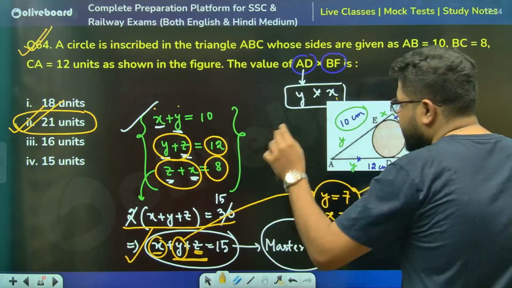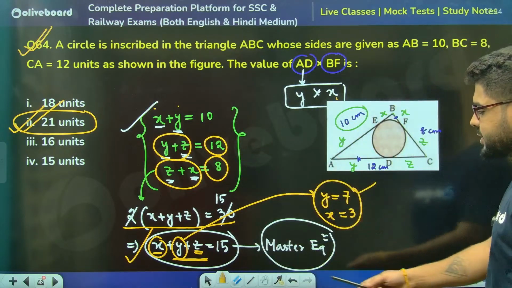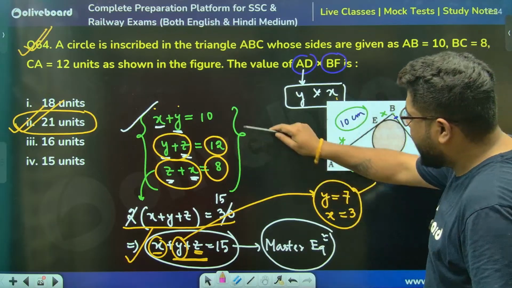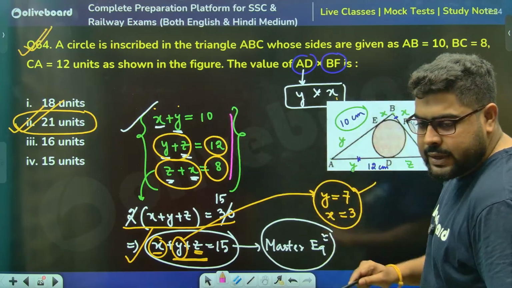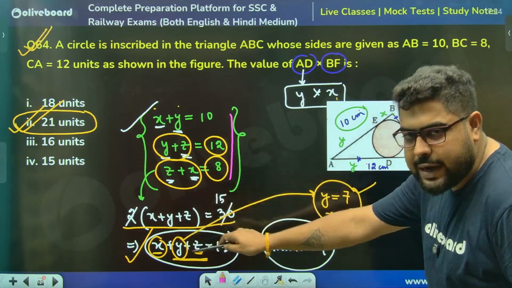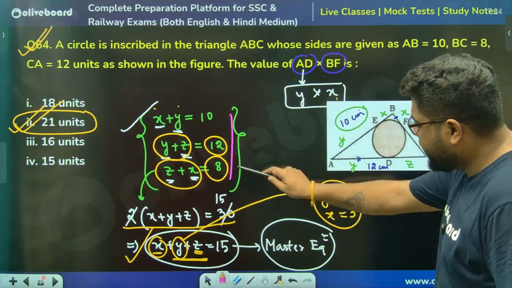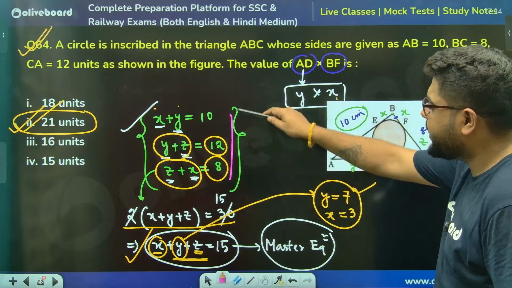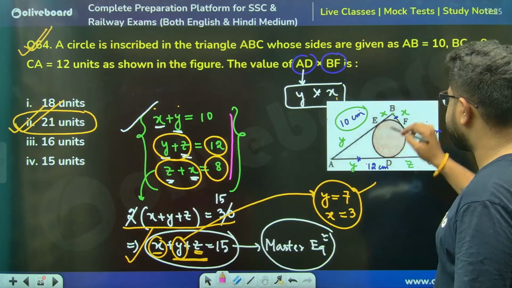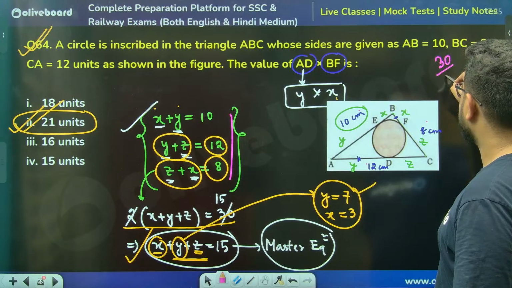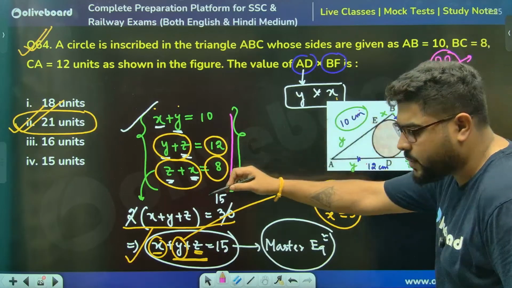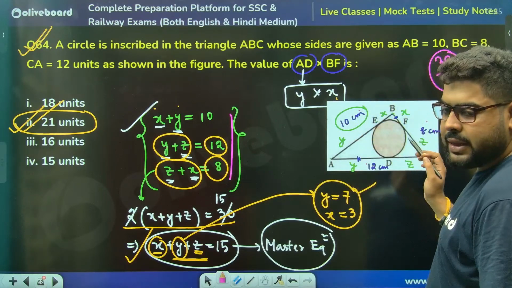Now what will the shortcut be, sir? Let's make our own shortcuts. Ultimately, what we are doing is adding all three sides, 10, 8 and 12, and dividing this by 2 to get our master equation. If I add this, 30 divided by 2 is 15. Whenever I see this, I'll add all three sides and divide by 2. That is actually X plus Y plus Z, all three summed.